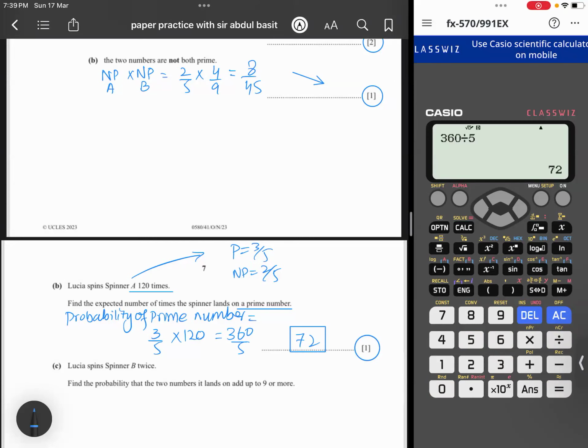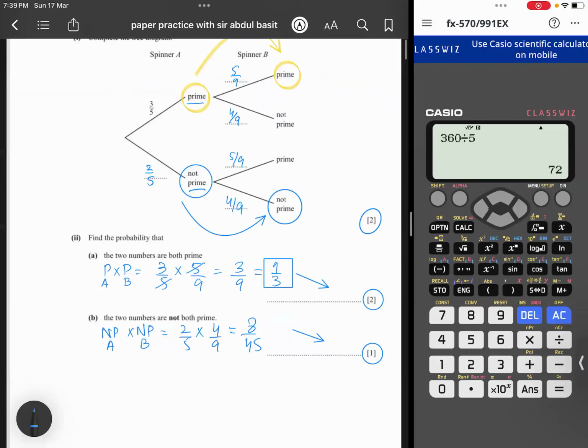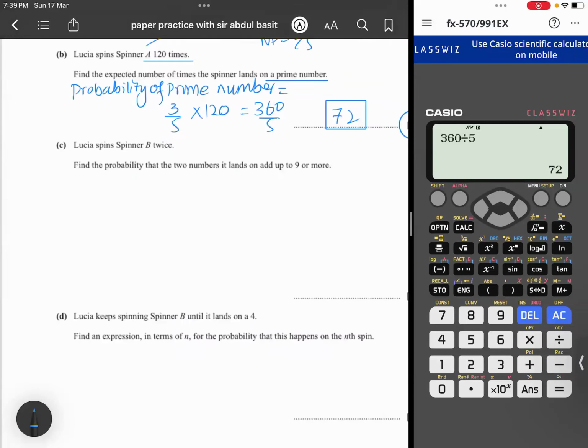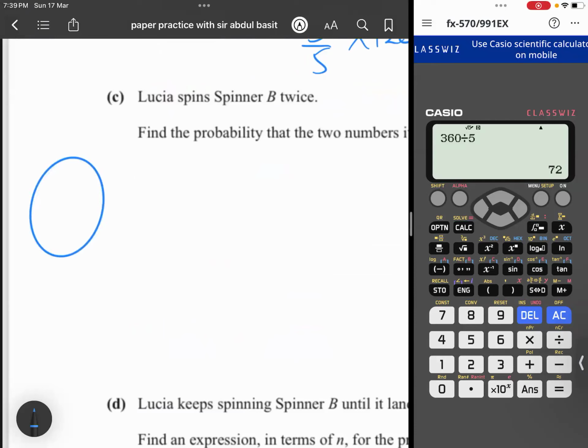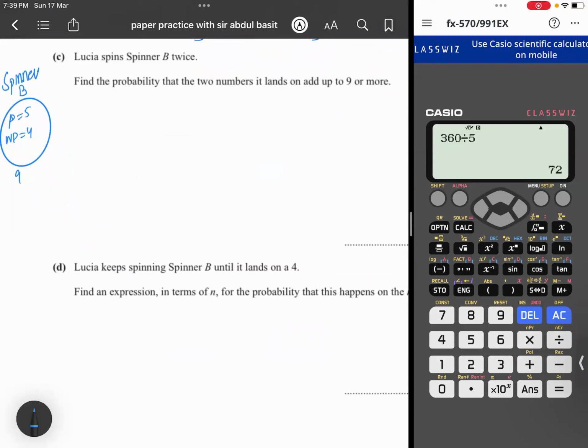Okay, Lucia spins spinner B twice. Now I need spinner B here because it is on the next page, so I'm going to draw it again because I need to understand the question. That is spinner B. According to spinner B, there were 5 prime numbers and 4 not primes. Remember that? Yes, sir.